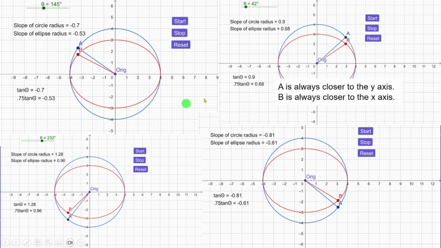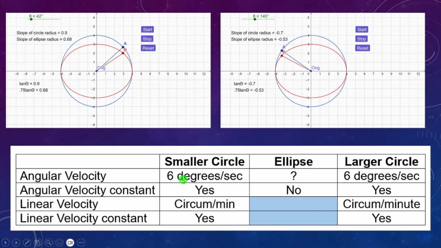So starting in the upper right, we can see that A is always closer to the y-axis, so it's ahead. When we come to the second quadrant, the next stop is going to be on the x-axis, so B is ahead, and so on.